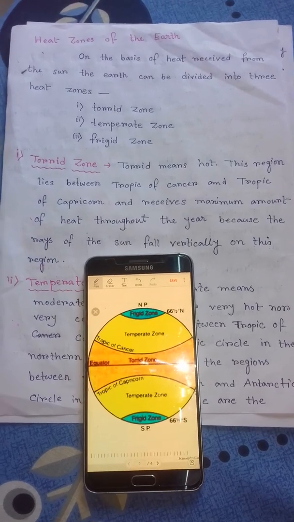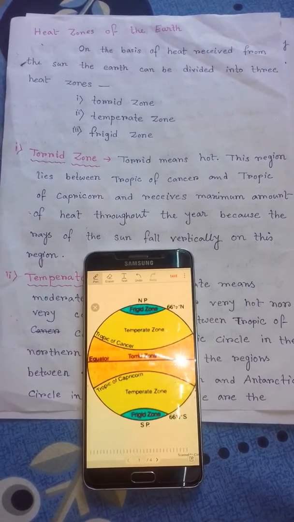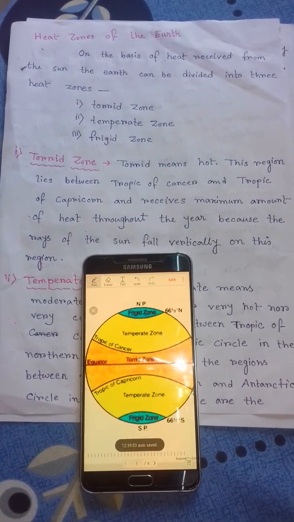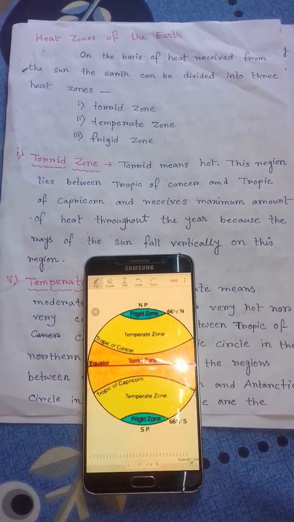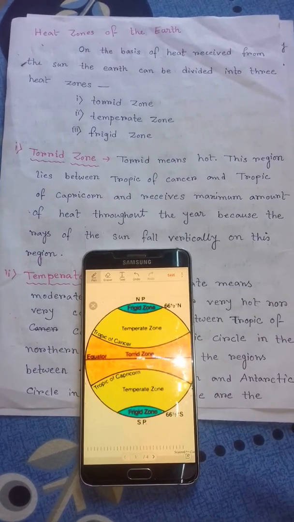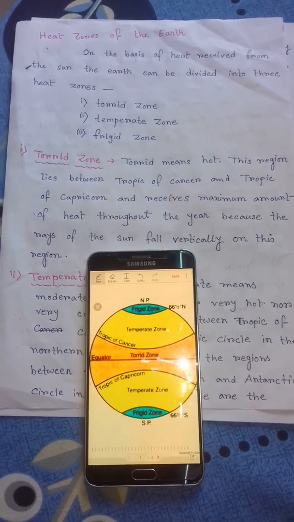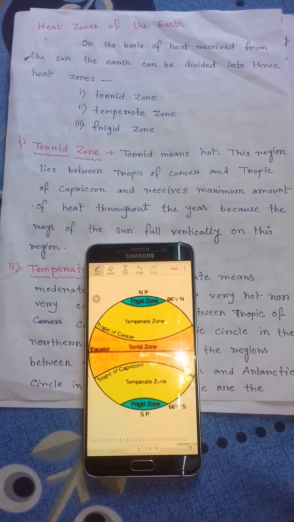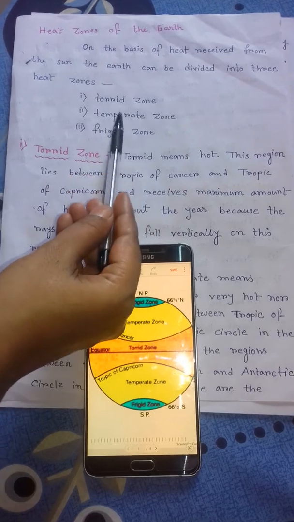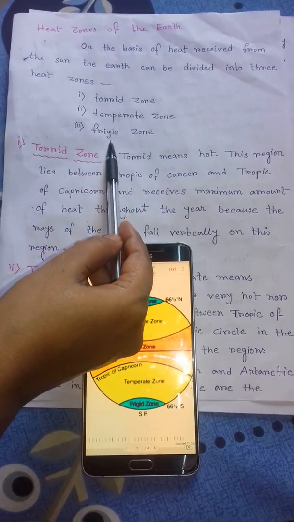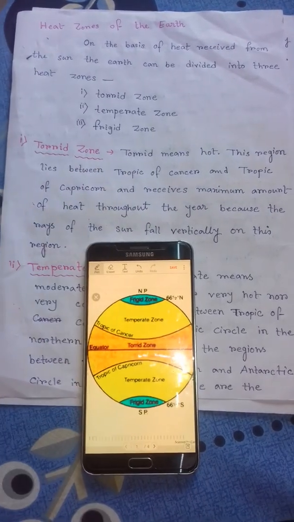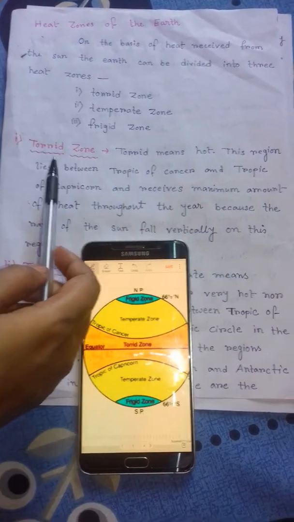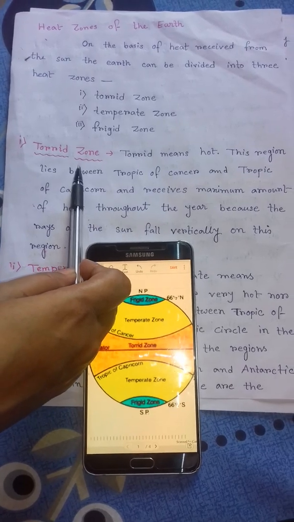We are now in Geography chapter 2, which is Globe Latitudes and Longitudes. In our previous video, we discussed the heat zones of the earth. On the basis of heat receipts, we can divide our earth into 3 zones: torrid zone, temperate zone and frigid zone. In today's video we will discuss these zones. So start with torrid zone.